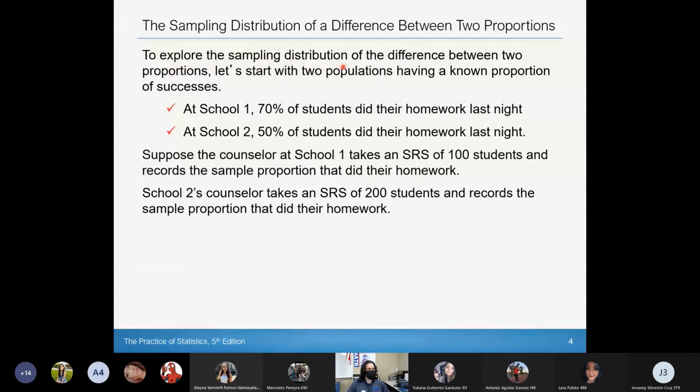So to explore the sampling distribution of the difference between two proportions, let's start with two populations having a known proportion of success. At school 1, 70% of students did their homework last night, and at school 2, 50% of students did their homework last night. Suppose the counselor at school 1 takes an SRS of 100 students and records the sample proportion that did their homework. School 2's counselor takes an SRS of 200 students and records the sample proportion that did their homework. Notice that our sample sizes in each case are not the same. It doesn't necessarily need to be the same sample size here.